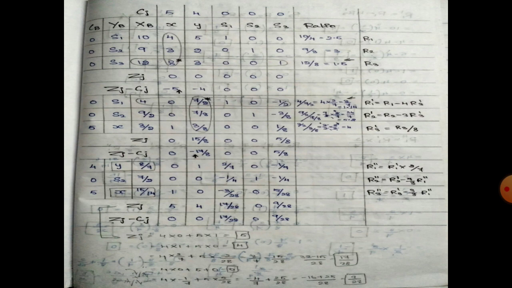So you have to write the formula R3 dash is equal to R3 divided by 8. So you have to divide all the elements by 8. So 12 divided by 8, so 3 divided by 2. 8 divided by 8 is 1. 3 divided by 8 you have to keep as it is, 0, 0, 1 divided by 8.